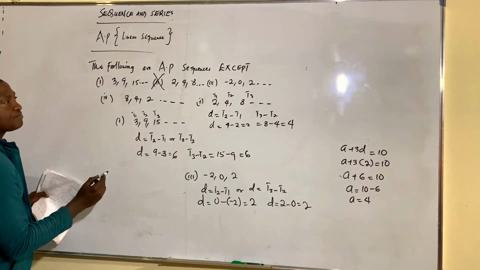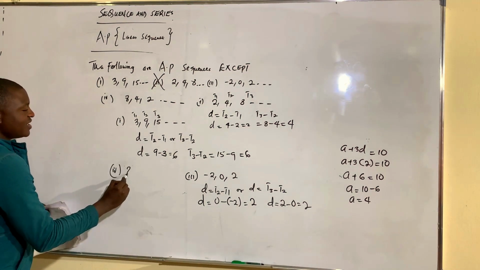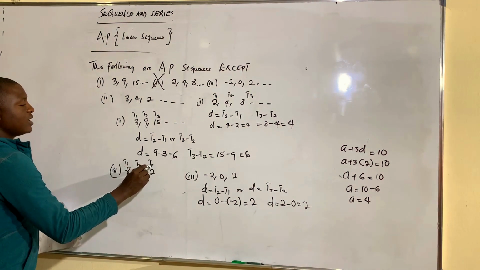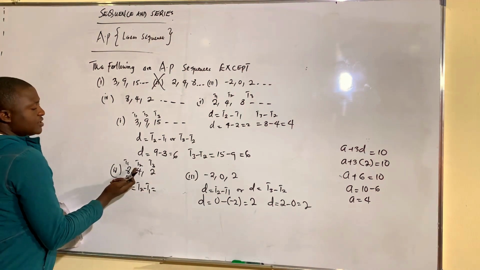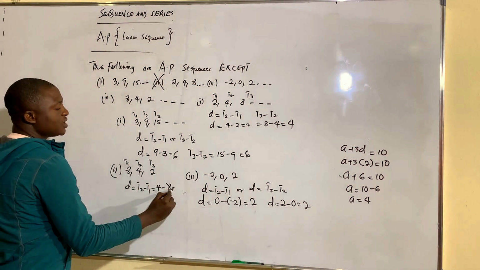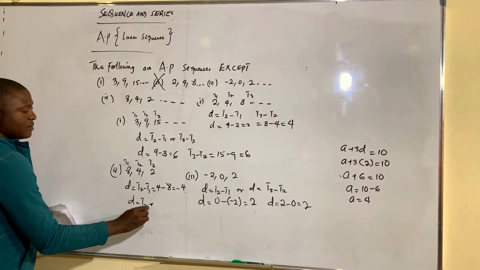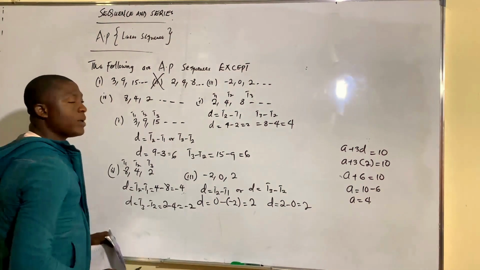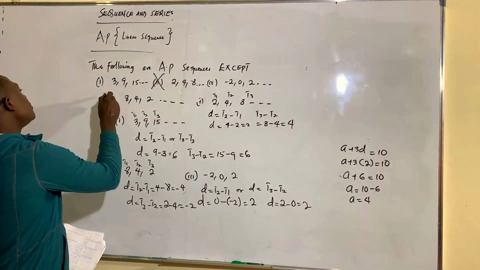What we have there is 8, 4, 2. Merely looking, I don't think it can satisfy. Let's check. 8, 4, and 2. This is the first term, the second term, and the third term. So the common difference is second term minus first term. The second term is 4 minus the first term 8. So 4 minus 8, of course, we have minus 4. The other one is third term minus second term, meaning 2 minus 4, we are going to have minus 2. Are they the same? Exactly, they are not the same. So since they are not the same, this one is also out of the game.